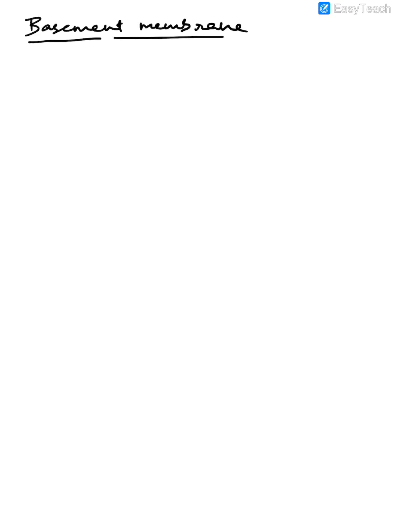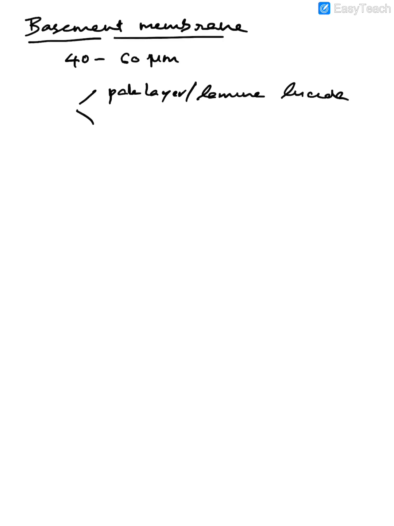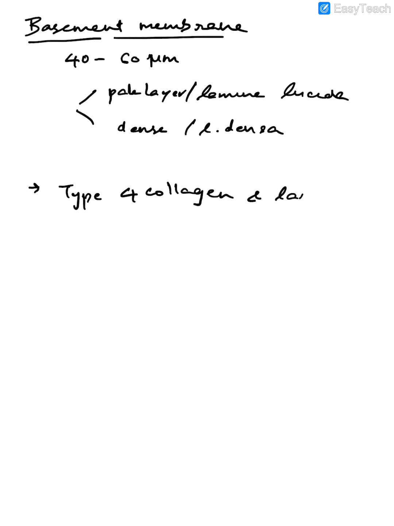The basement membrane of the cornea is about 40 to 60 micrometer in thickness, and it has two layers: a pale layer which is known as lamina lucida, and a dense layer which is known as the lamina densa. Basement membrane is mainly made up of type 4 collagen and laminin.